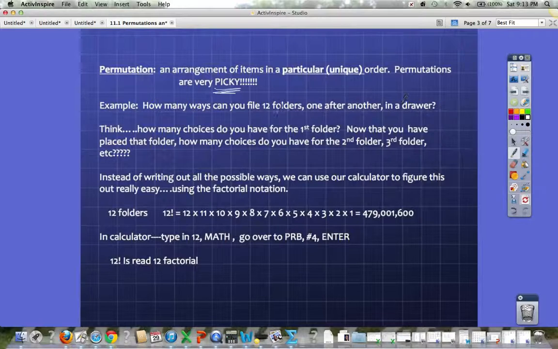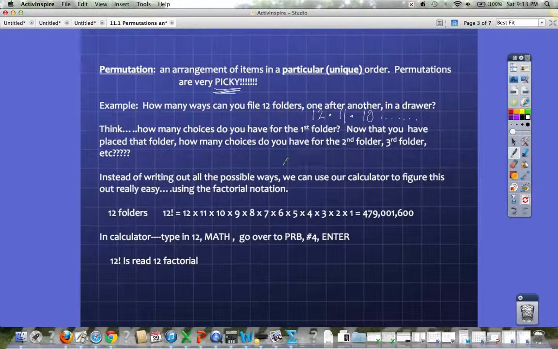Well, you've got 12 folders, and you have 12 choices of those folders to put in the first spot in the cabinet. Once you put that folder in, how many choices do you have left for the second folder? Well, there are now 11 left. So there are 11 choices. So we had 12, now we have 11. Then when we go to put the third one in, we only have 10 left. And it goes on and on until you finish with the places in the folders.